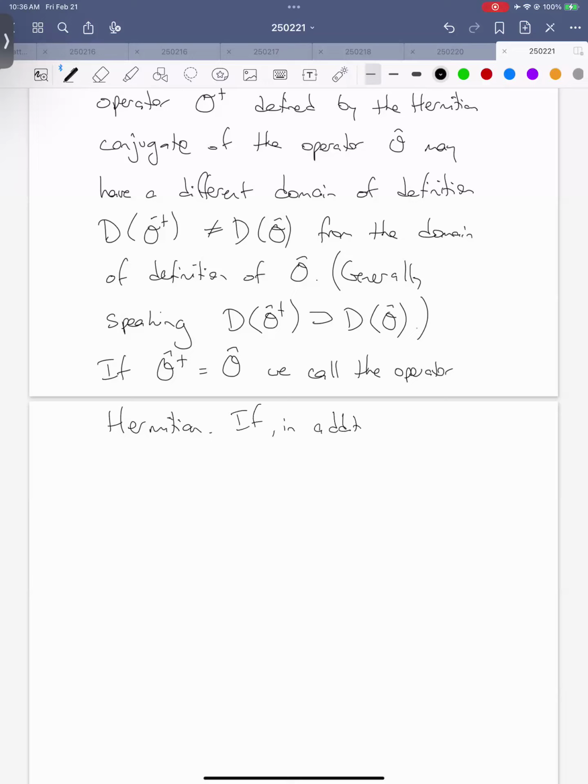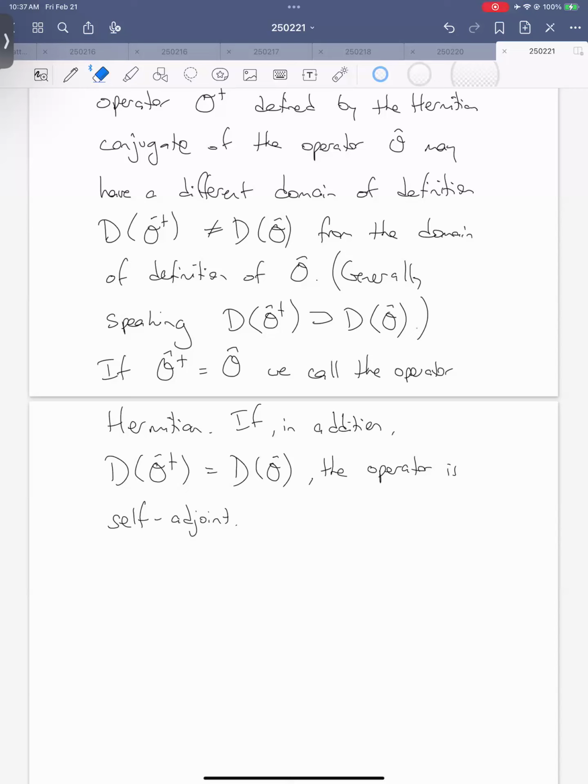If, in addition, the domain of definition of the Hermitian conjugate operator is the same as the domain of definition of the operator, we call the operator self-adjoint. Now, in finite dimensional vector spaces, Hermitian and self-adjoint are the same, but there can be differences in infinite dimensional vector spaces. Yes. Is it true that the domains can only be equal if the operator is Hermitian?